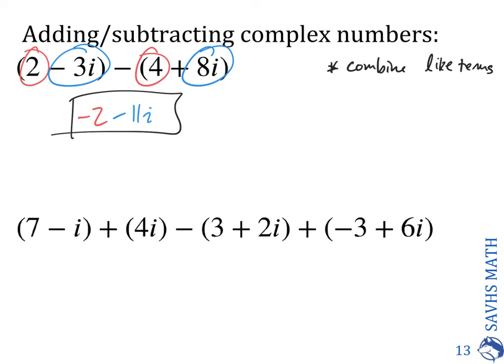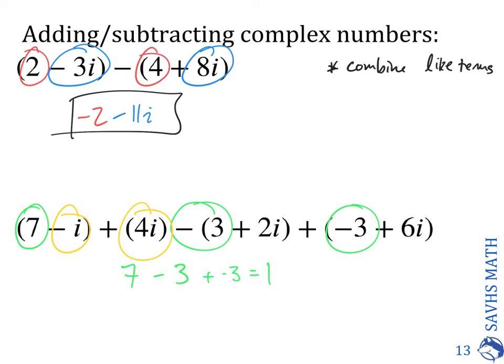This one has a lot more parts, but we still just combine all of the parts together. So 7 minus 3 plus -3. So this will be 1. And then let's look at the imaginary parts. We have -i plus 4i minus 2i plus 6i.